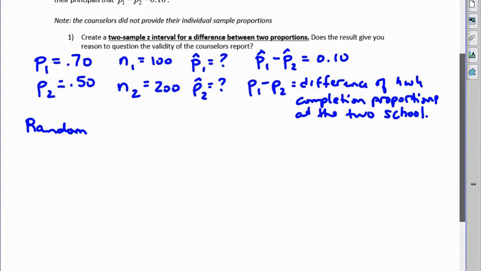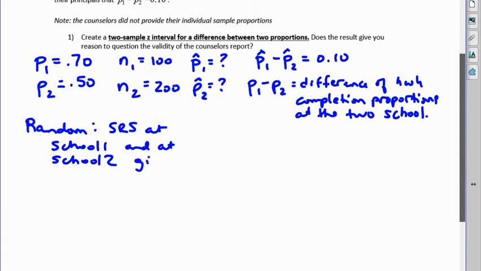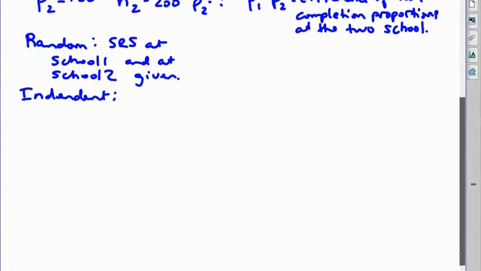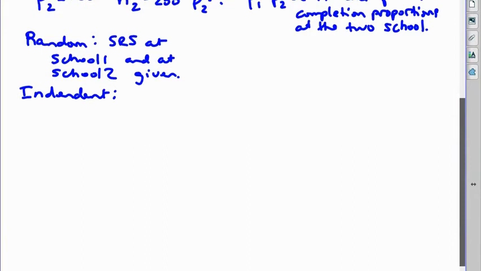So, okay, we have to check the conditions for inference. It was an SRS at school 1 and at school 2. That was given, so that's good. That meets that condition. Okay, now we have to check if we're independent. This is so that we can do our calculations of the standard deviation for the sampling distribution if it's independent.